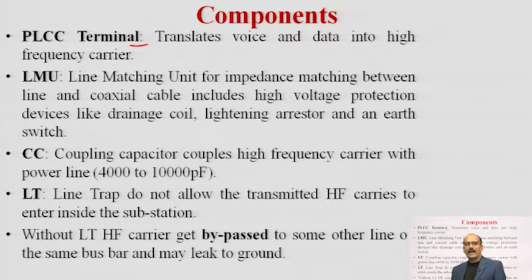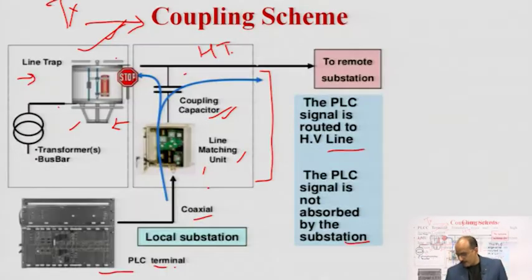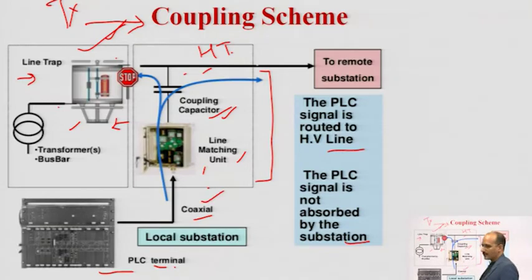So, basically the line matching unit gives the impedance matching between the line and the coaxial cable, that includes high voltage protection devices like drainage coil, lightning arrestor and earth switch. These are all also important parts of this system, and you can see in the previous diagram this high tension line and here we are using a coaxial line. So, to match the impedance between these two lines, this line matching unit plays an important role.